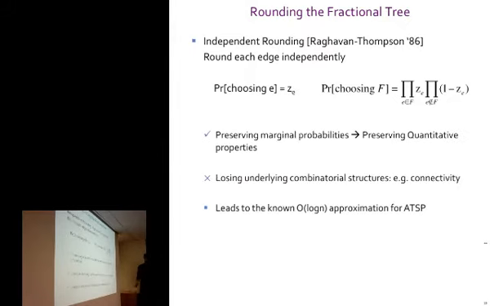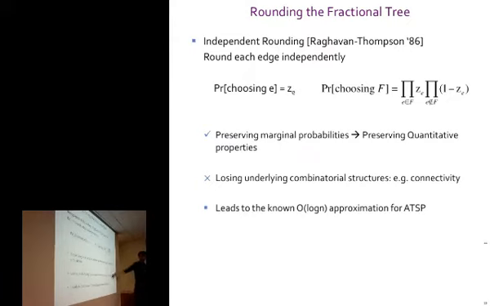Now, okay, here are the caveats. So this method has a nice property that the marginal values of the edges are preserved, meaning that for any edge, the probability that we include it is exactly equal to its LP value. So somehow in expectation, we have the LP solution.